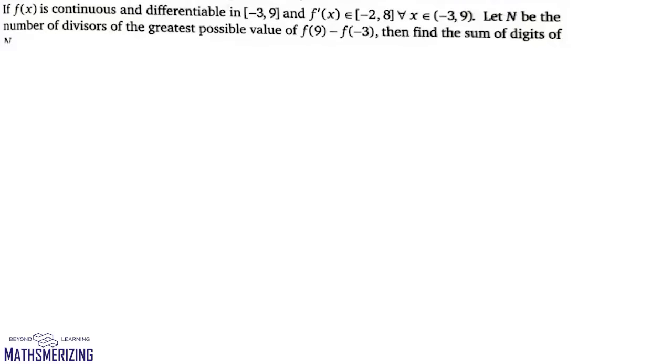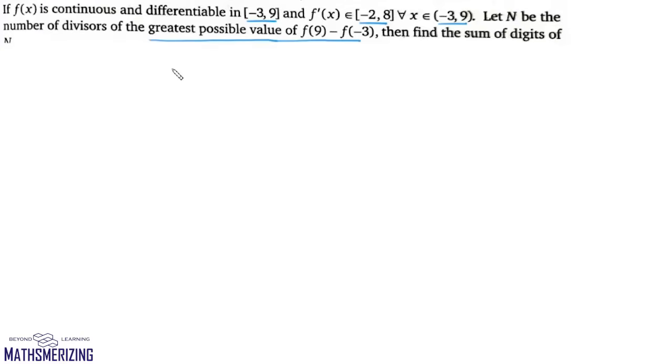Now here the question is, if f(x) is continuous and differentiable in [-3, 9] and f'(x) lies between -2 and 8, where x lies between -3 and 9, and let n be the number of divisors of the greatest possible value of f(9) minus f(-3), then find the sum of digits of n.